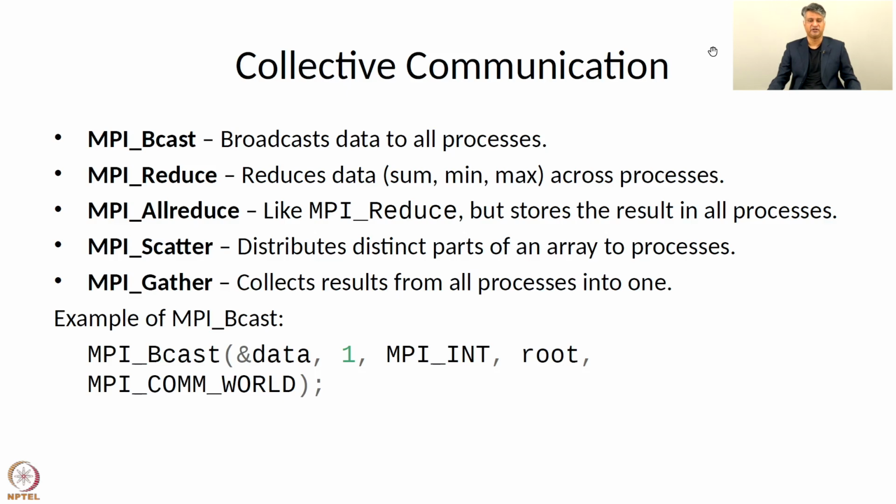MPI scatter will distribute distinct parts of an array to different processes. MPI gather will do the reverse of collecting results from all processes into one. For example, you can look at this MPI broadcast function. So here I'm broadcasting the variable data, which is a single integer, from the root to the rest of the world.